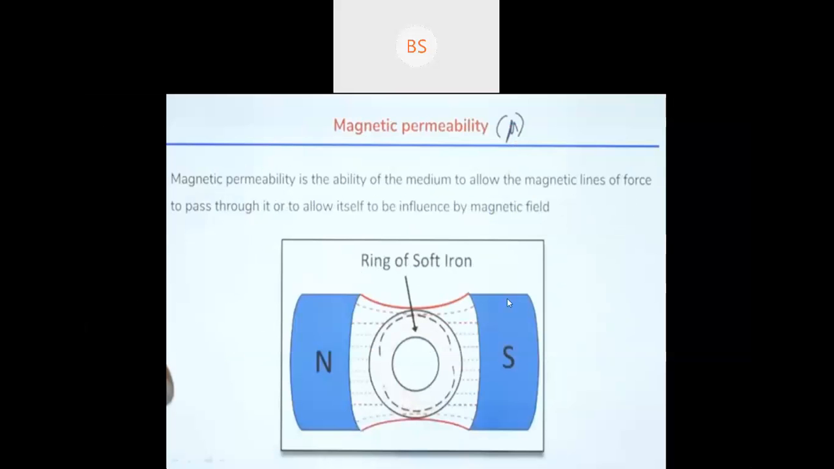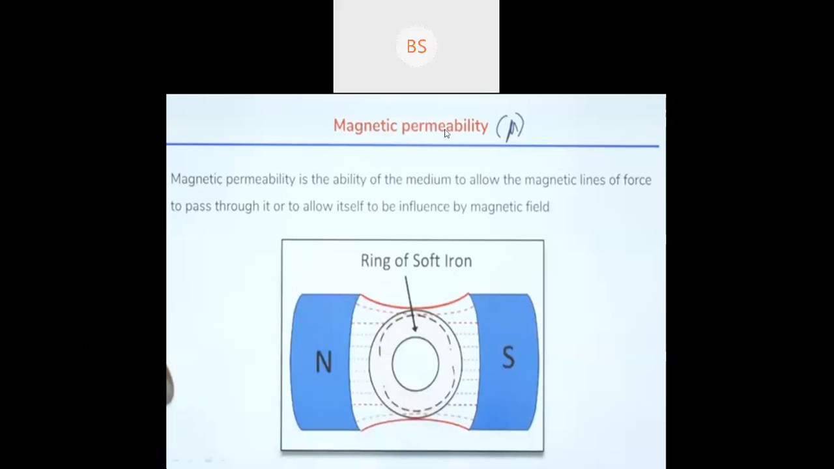How is pole strength measured? Ma'am, pole strength is measured. That I will come to, density I will come to. After this I am going to come to the density. Those are the formulas.